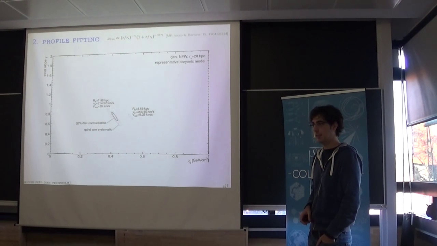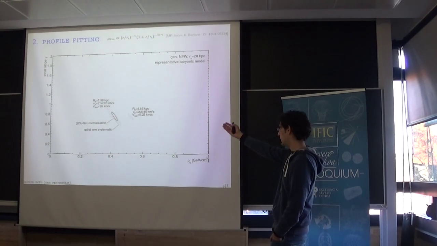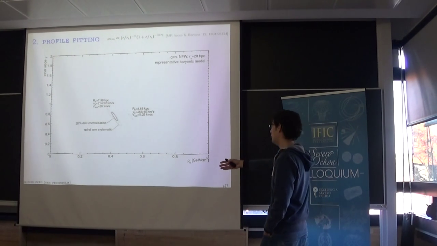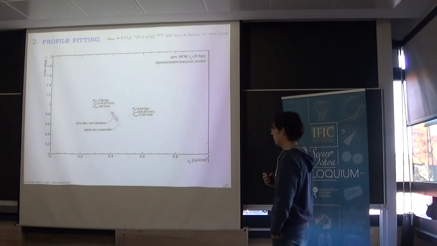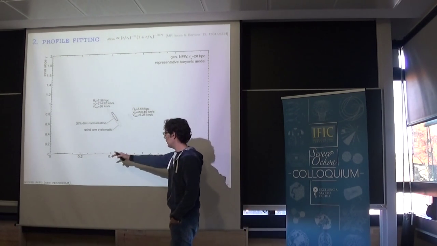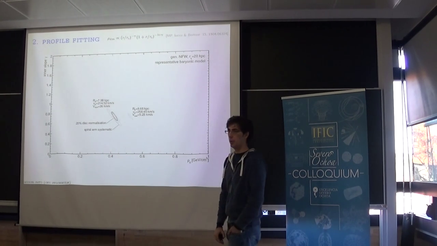Well, maybe not the center, dominated. But like the range. Yeah, the range. You can see also this in the paper. I mean, the thing is that this is the range for one baryonic model. But if you believe this baryonic modeling, then I would say between 0.4 and 0.6.